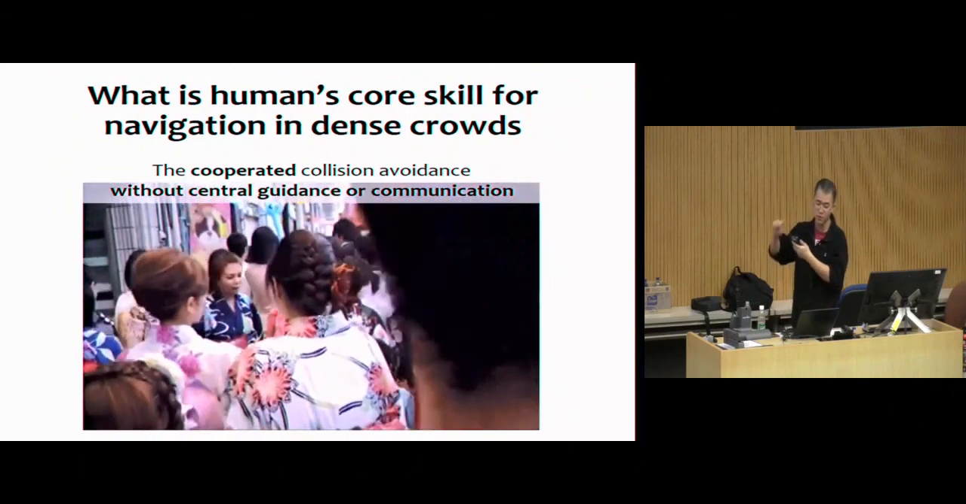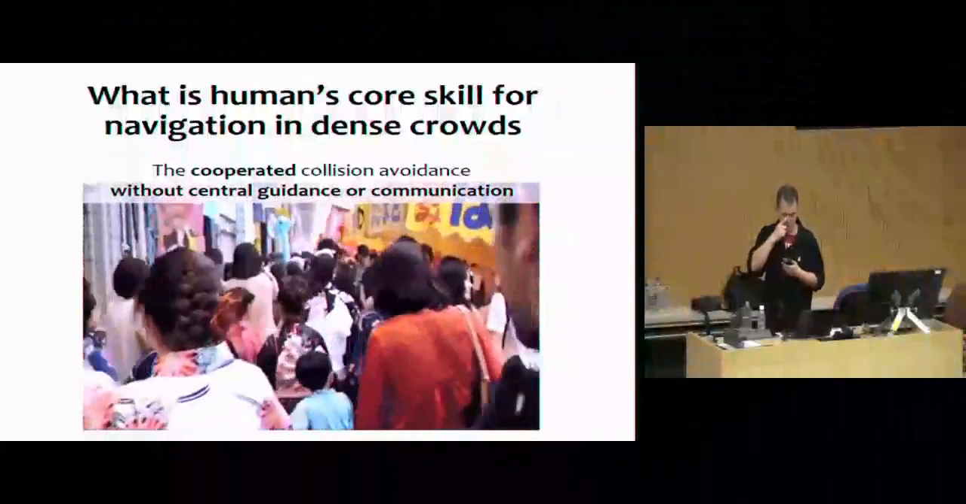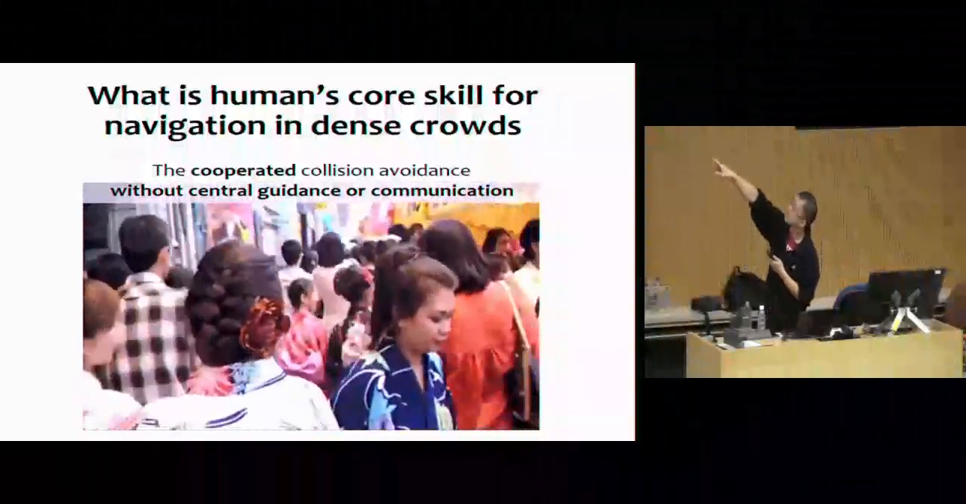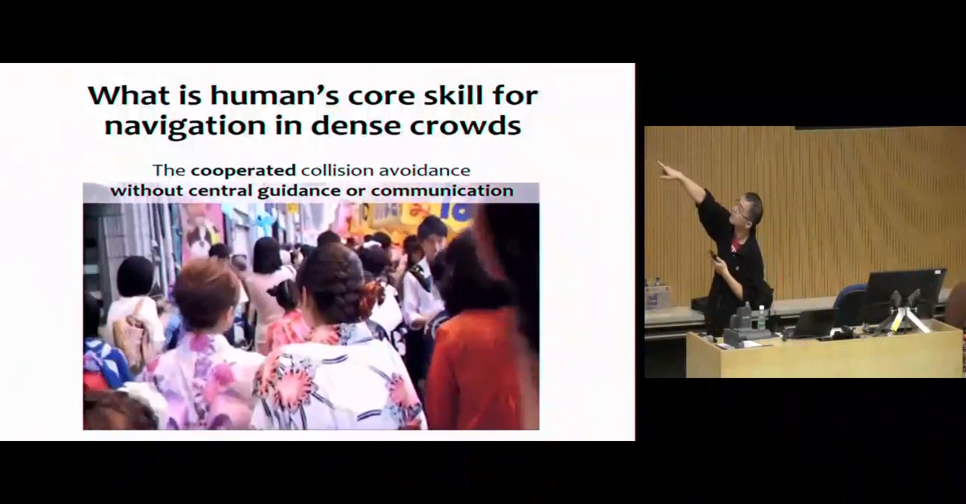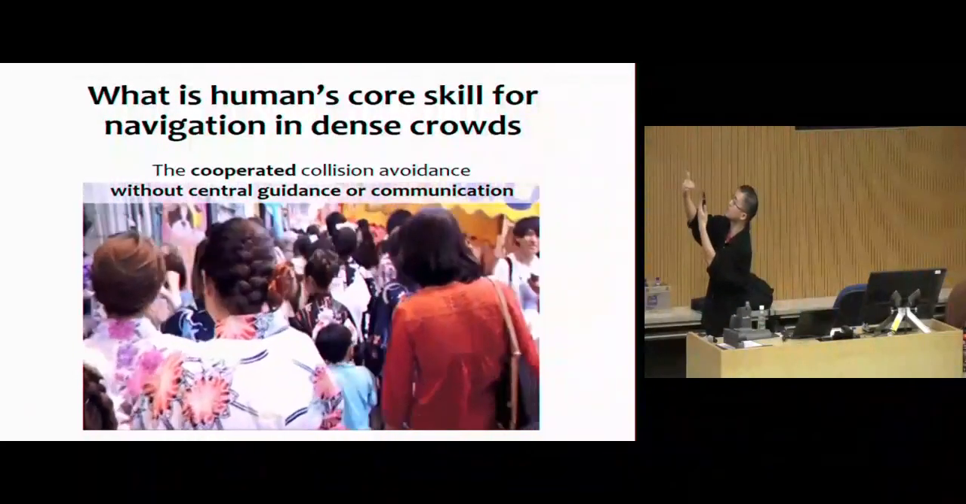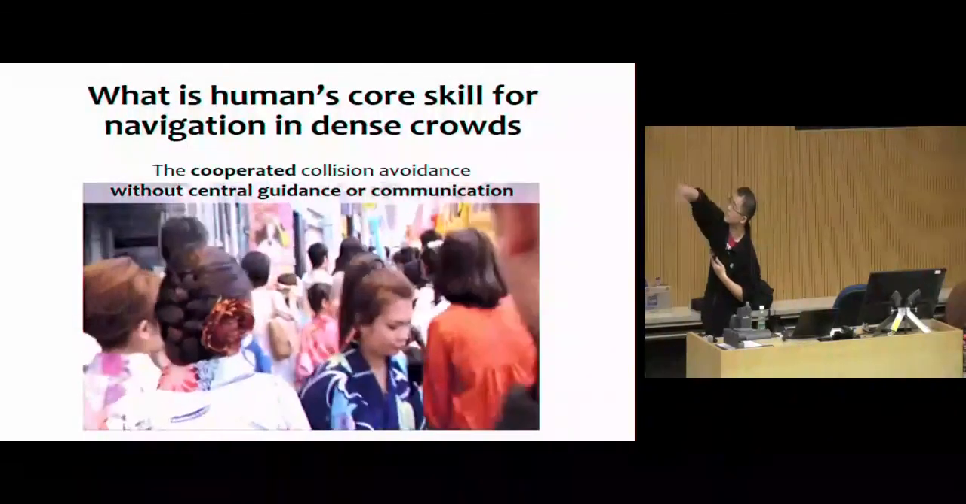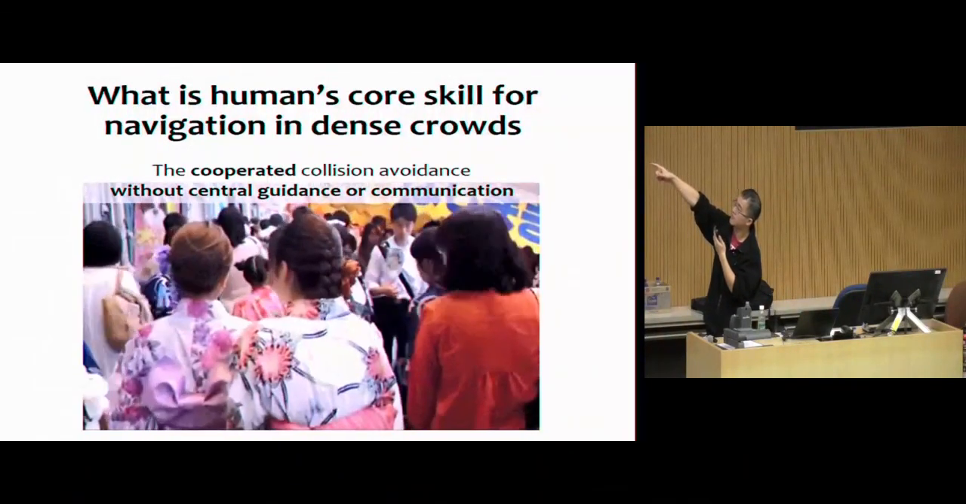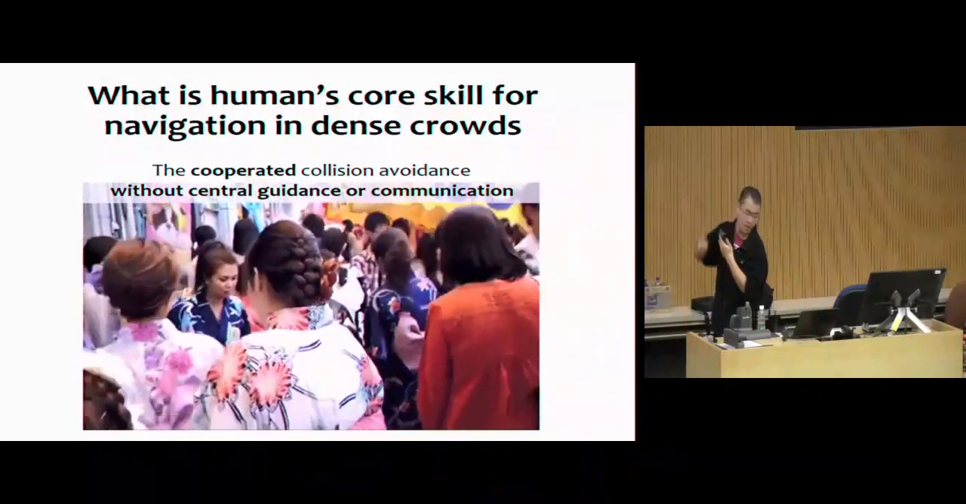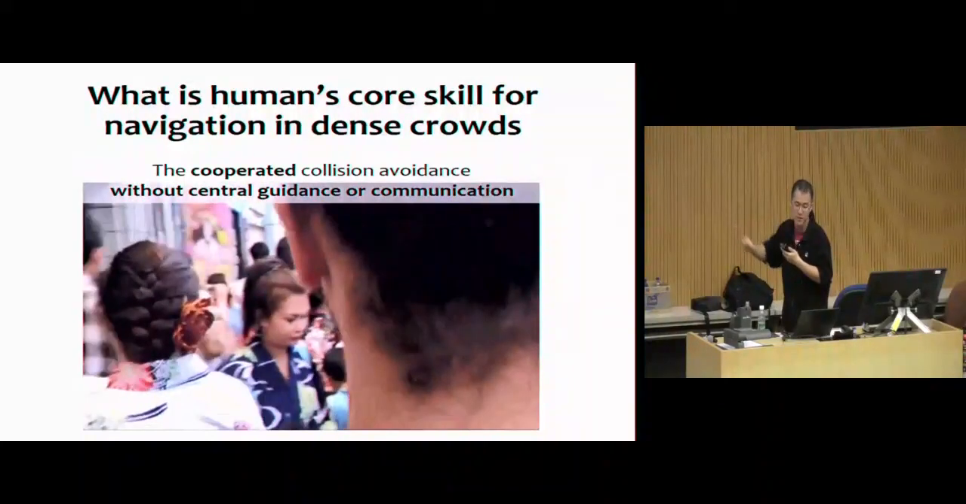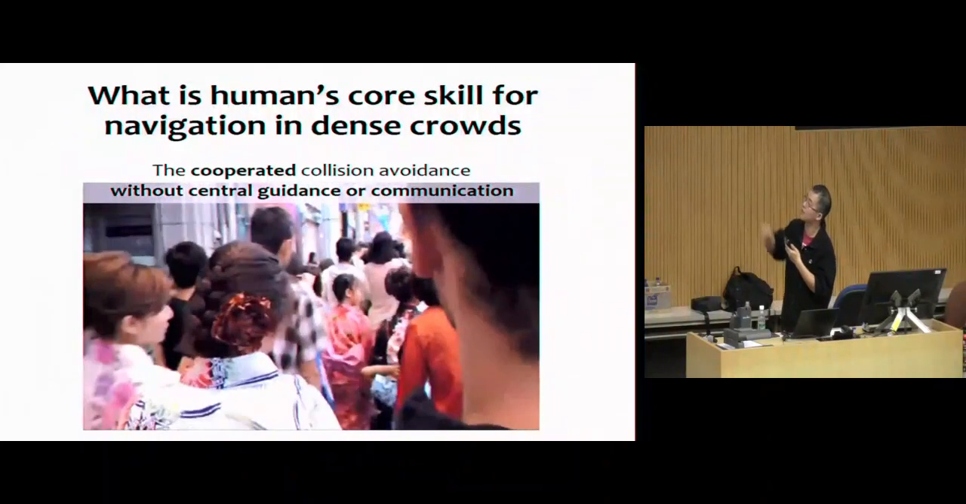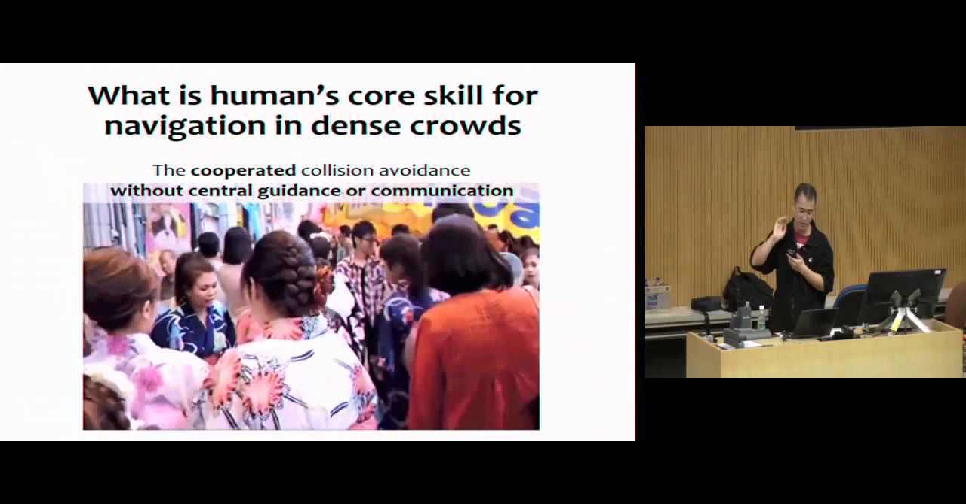Okay, the human is walking inside a dense crowd. So again, as you can see, the human, for example, this blue girl, wants to go in the opposite direction of the entire flow. However, as you can see, because she can avoid all the surrounding people well enough, she can indeed accomplish this task.